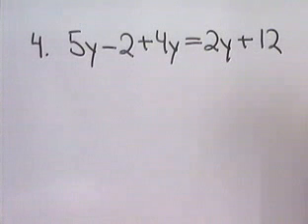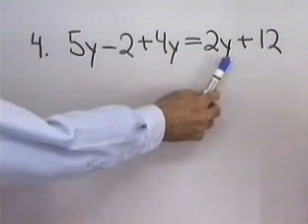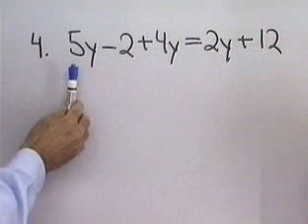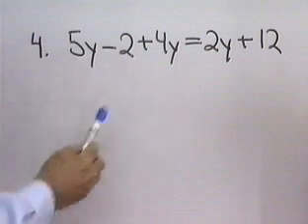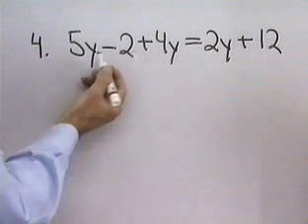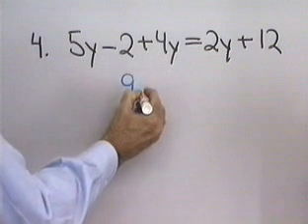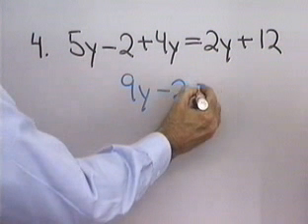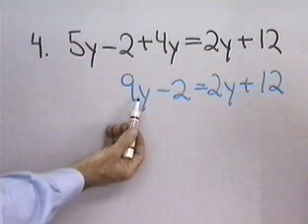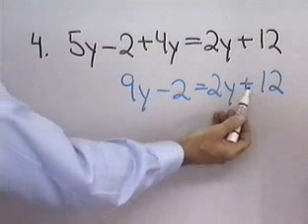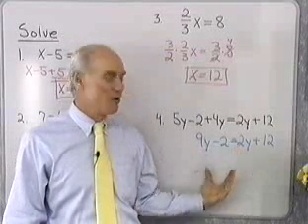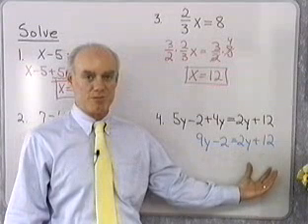5y minus 2 plus 4y is equal to 2y plus 12. So what I'm going to do before I apply either my addition property or multiplication property is simplify each side as much as possible. And I see that I have two similar terms on the left side. 5y plus 4y is 9y minus 2 is equal to 2y plus 12. So here I have a variable term, constant term, variable term, constant term. So the procedure to solve this equation is to get all the variable terms on one side and all the constant terms on the other side.